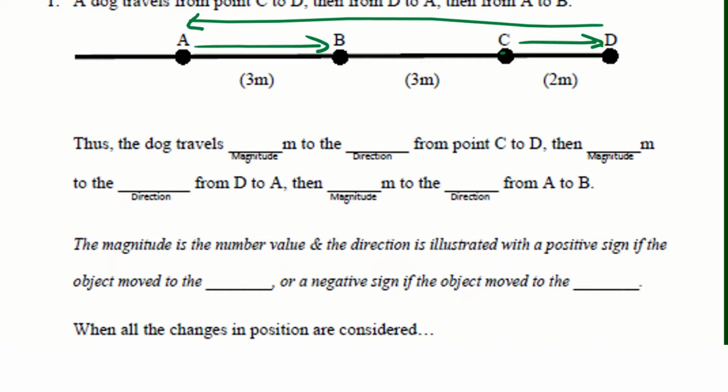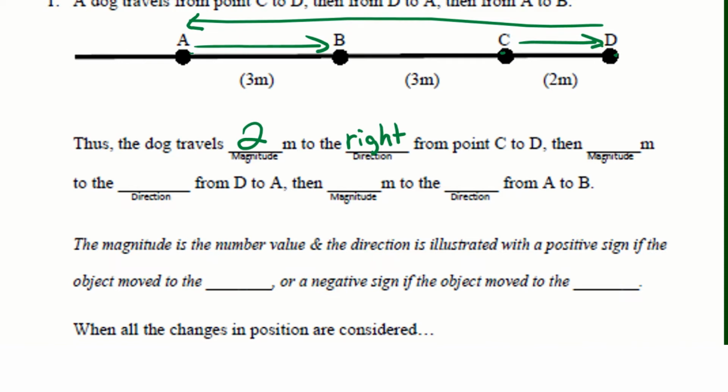Now it says, thus the dog traveled, they want to know the magnitude in meters and then they want to know the direction from point C to D. So from point C to D, it traveled 2 meters, that was the magnitude, and the direction was to the right from point C to D. Then it went another magnitude in the direction from D to A.